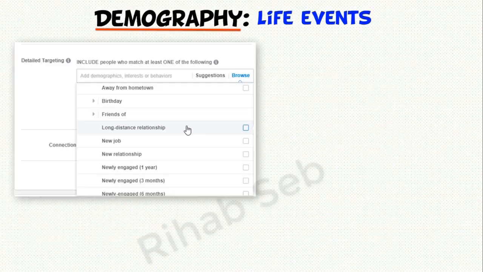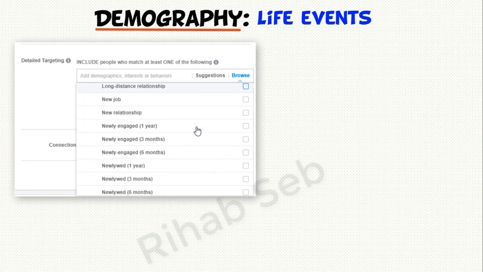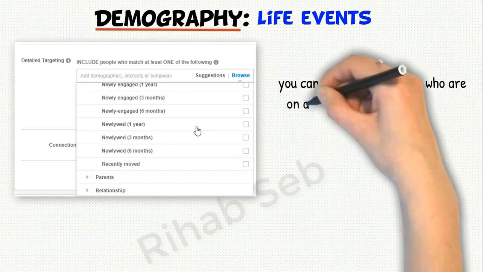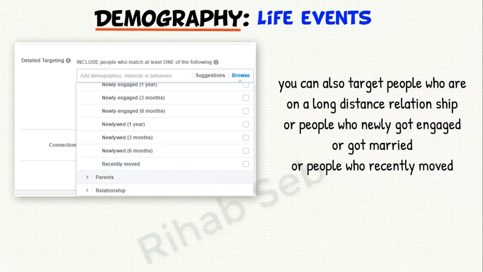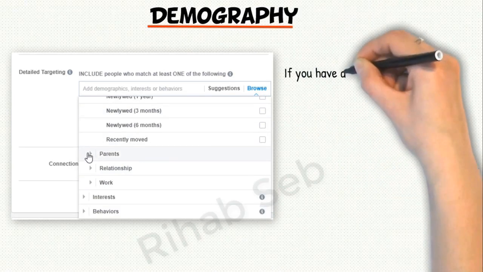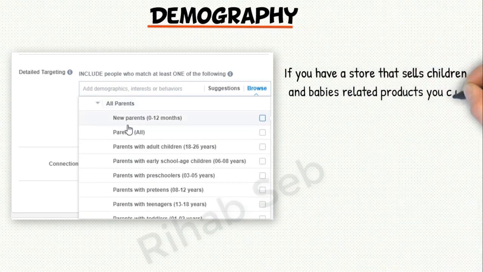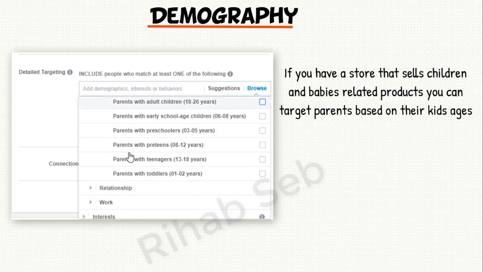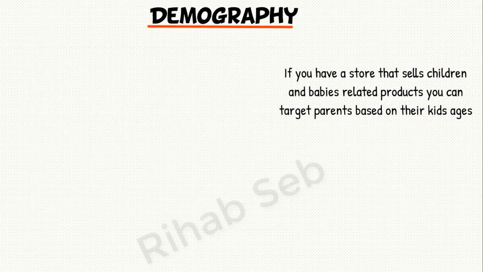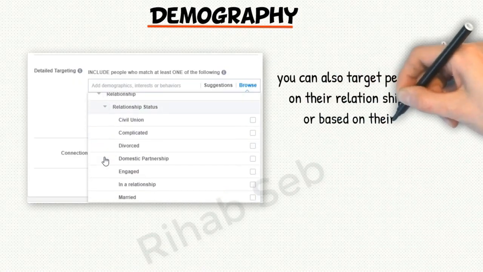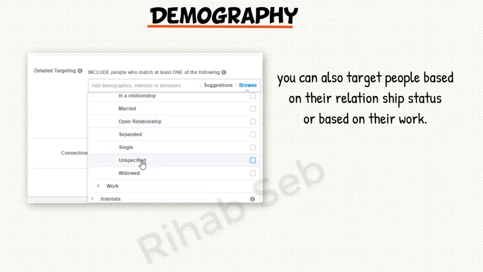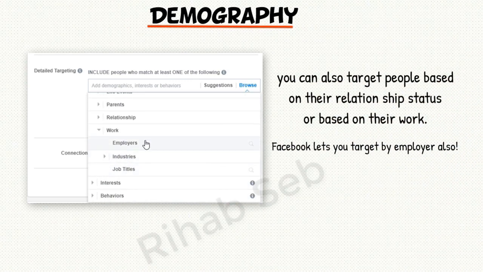Or you can also target people who are in a long-distance relationship, or people who newly got engaged or got married, and people who recently moved. If you have a store that sells children and babies related products, you can target parents based on their kids' ages. You can also target people based on their relationship status, or based on their work, or maybe based on their employer.